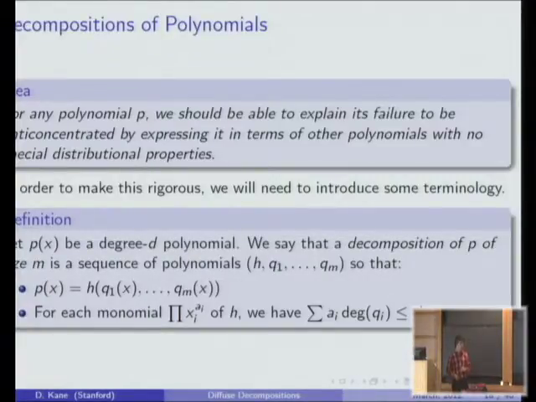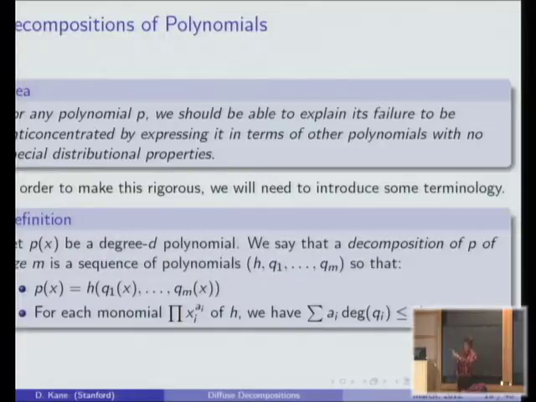Yep. So you just didn't get lucky cancellation? Yeah. I don't want to have decompositions where I wrote a degree 1 million polynomial and then subtracted it off from itself.